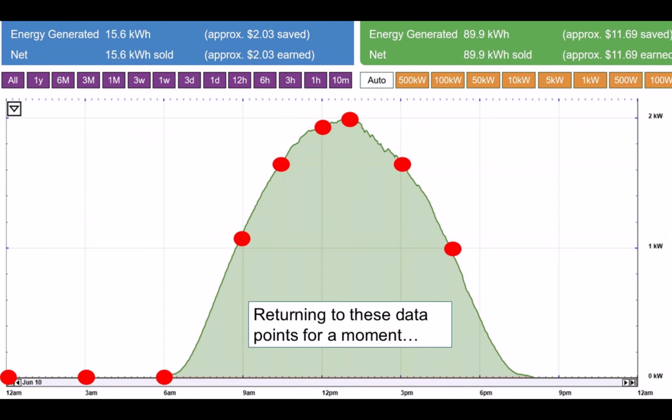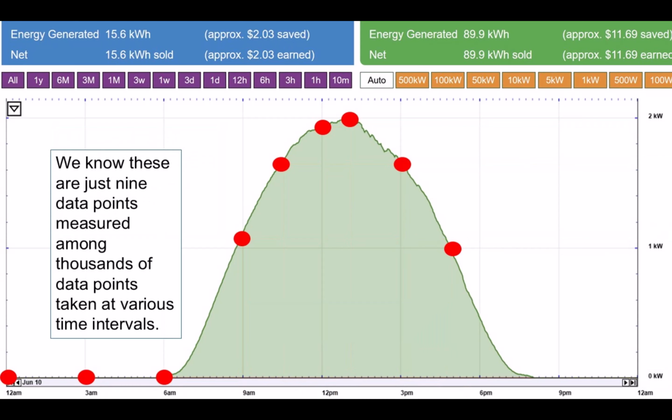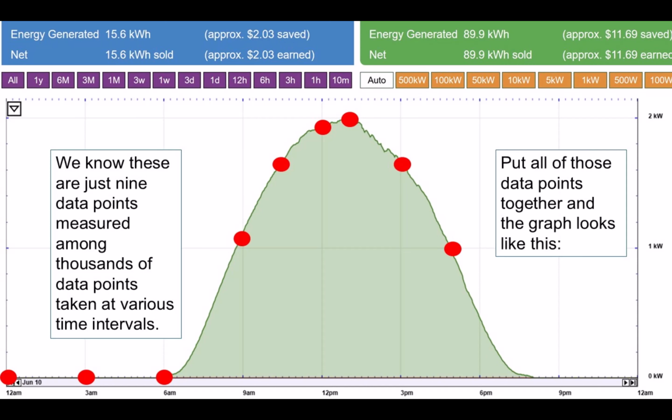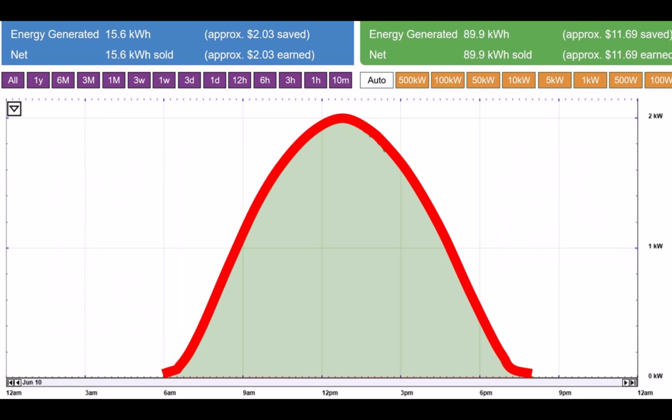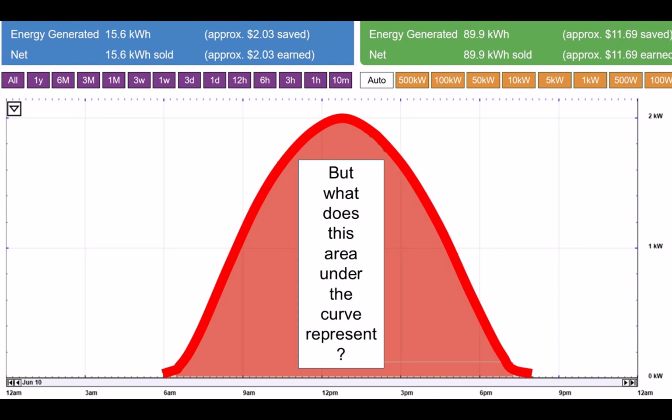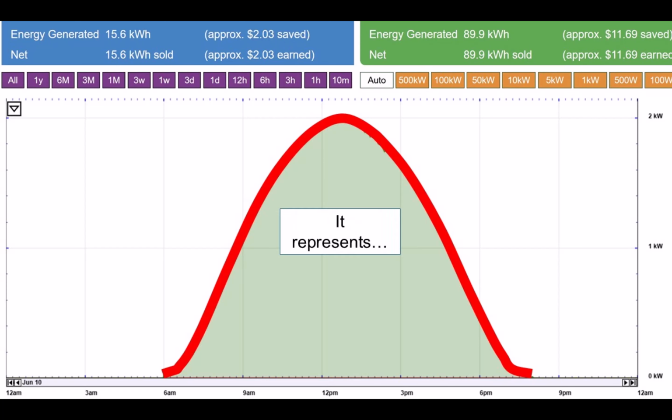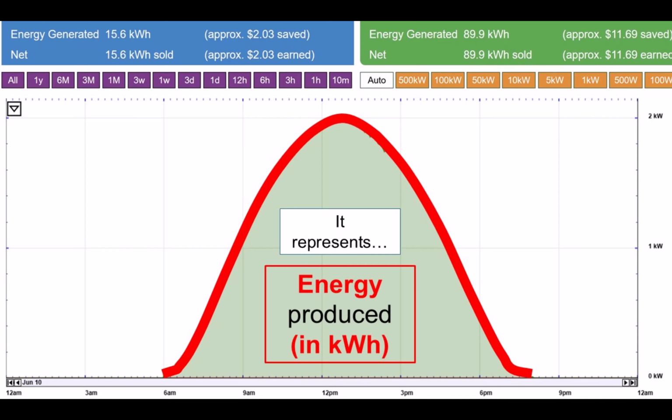Returning to these data points for a moment, we know these are just 9 data points measured among thousands of data points taken at various time intervals. Put all of those data points together and the graph looks like this. But what does this area under the curve represent? It represents energy produced in kWh.